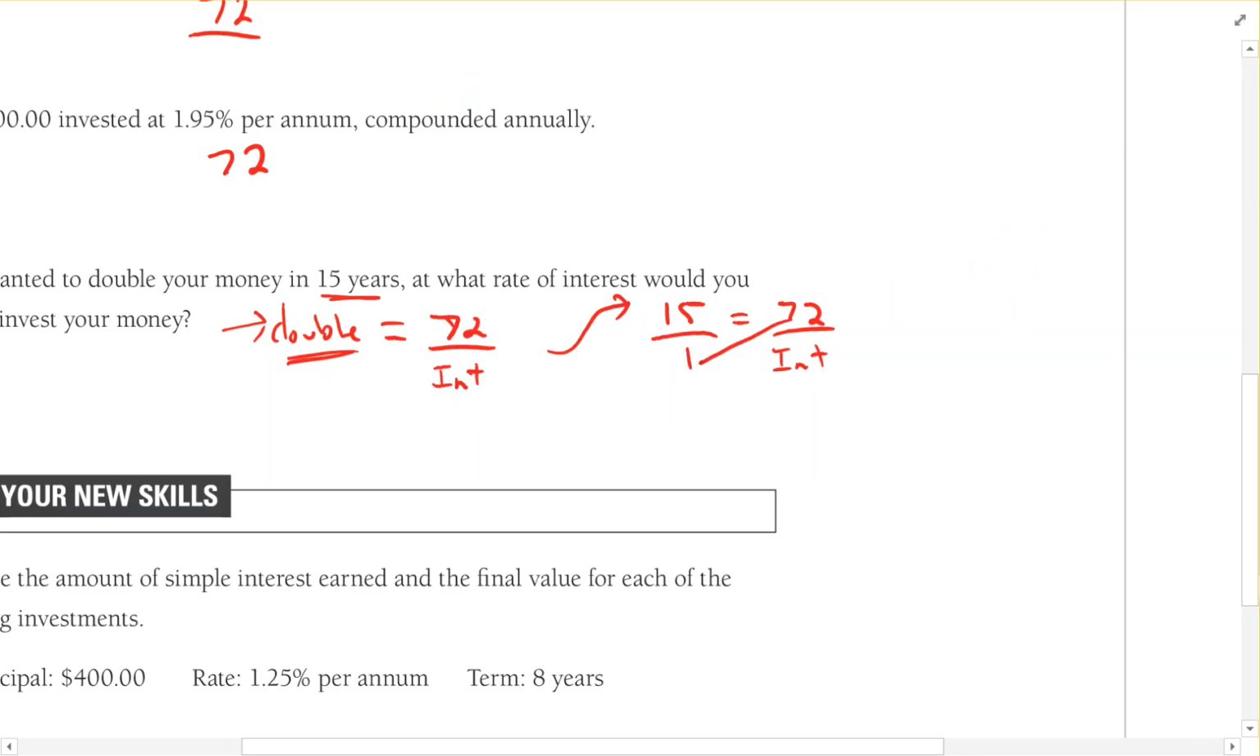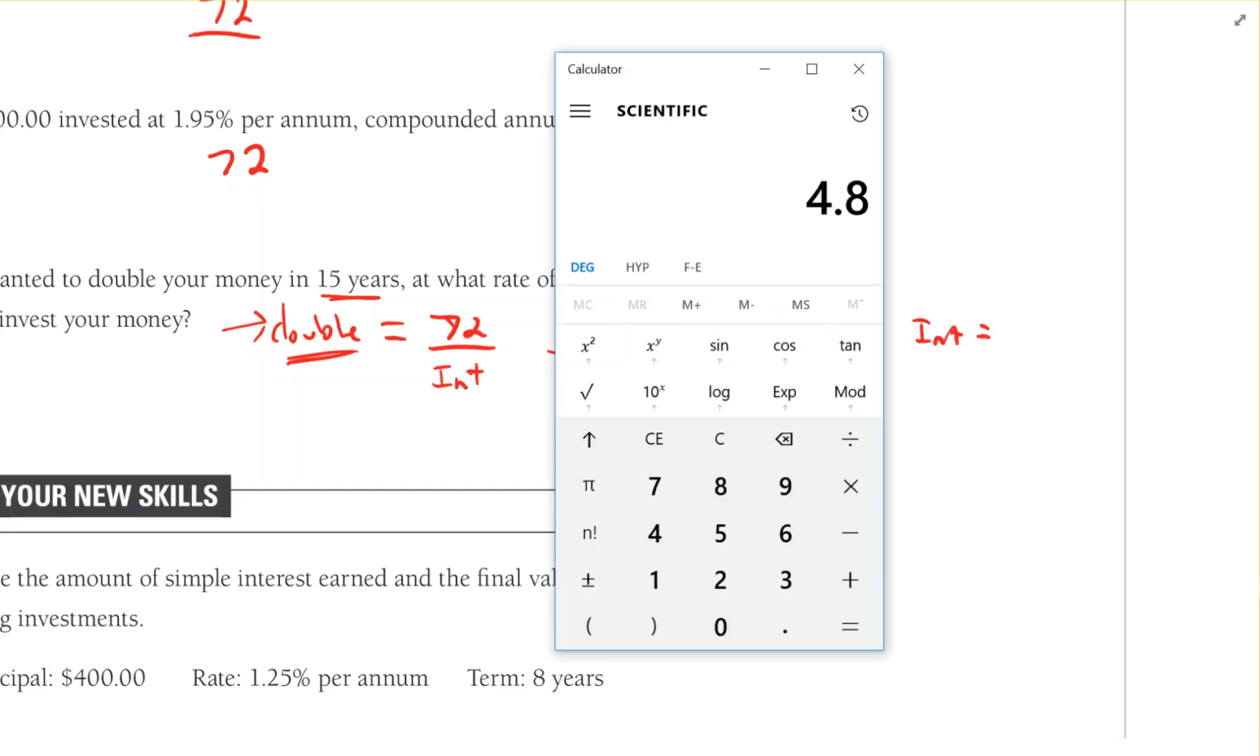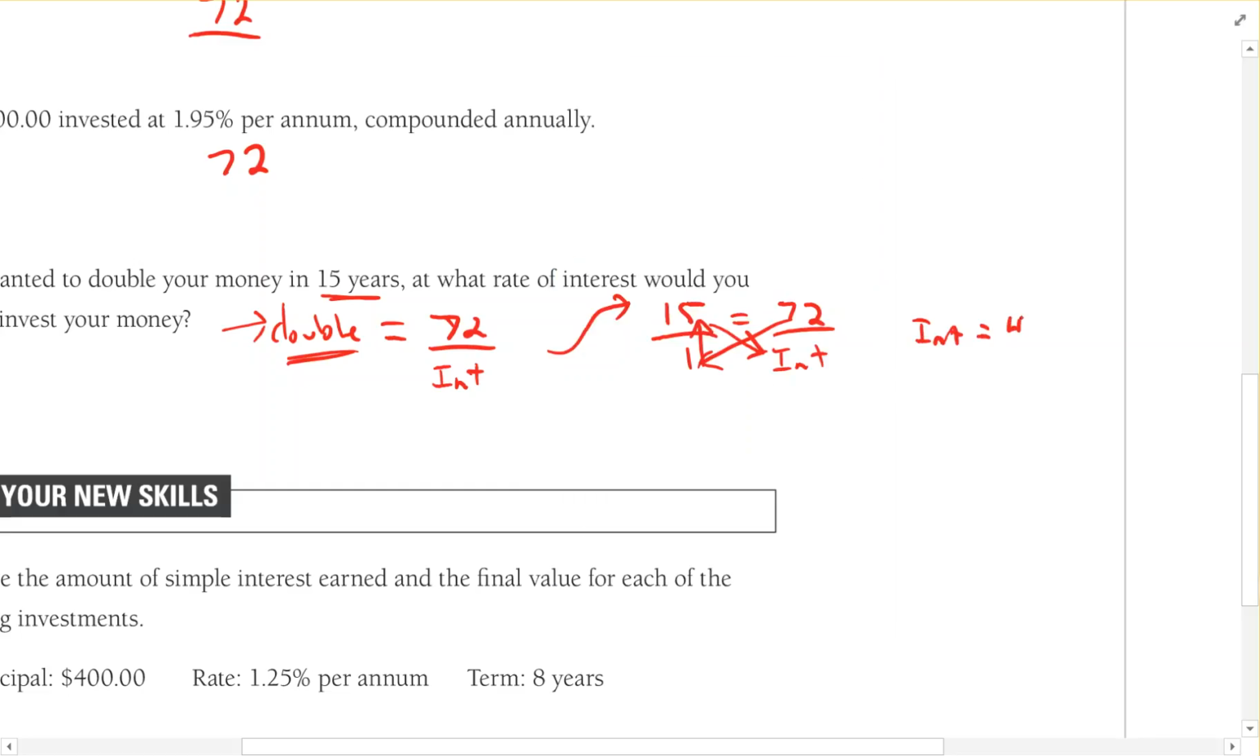So that's going to be 72 times 1, which is just 72, right? Doesn't really matter. Divided by 15 gives you your interest rate. So really it's 72 divided by 15. So our interest rate is going to be 4.8. 4.8 percent, right? This isn't our decimal. This is literally the percentage.